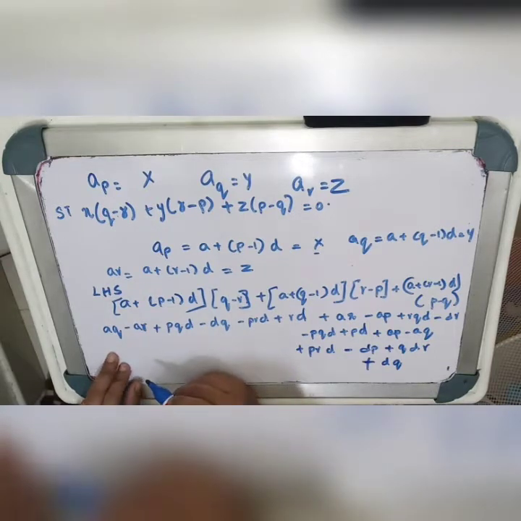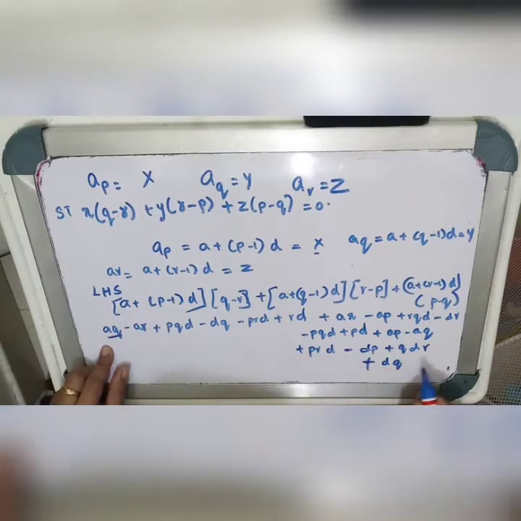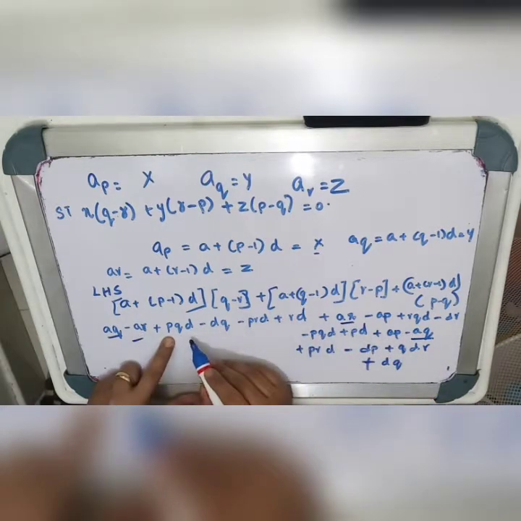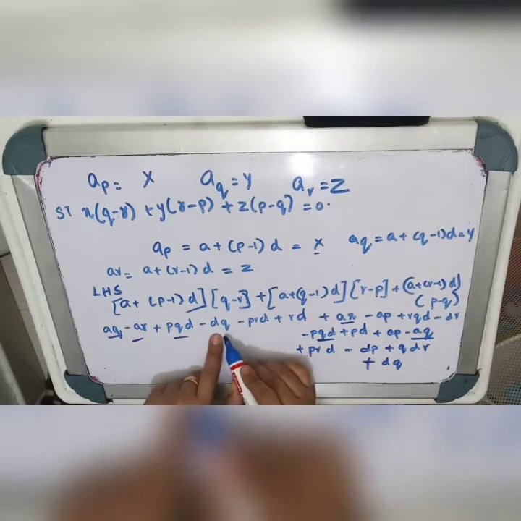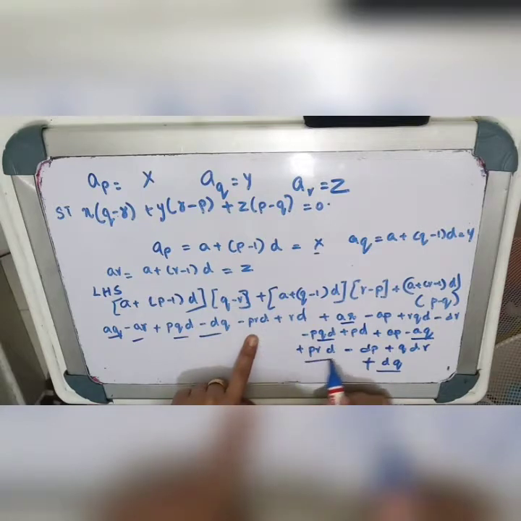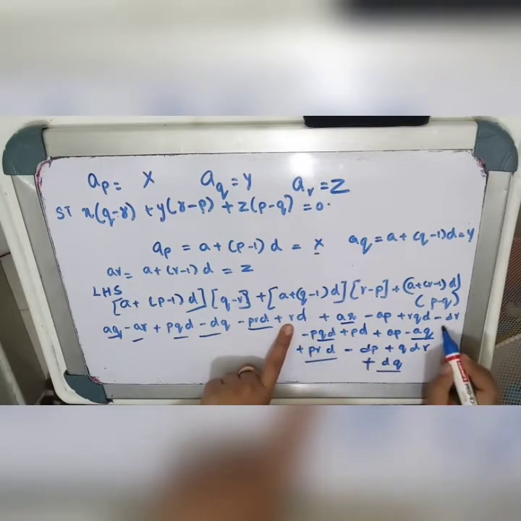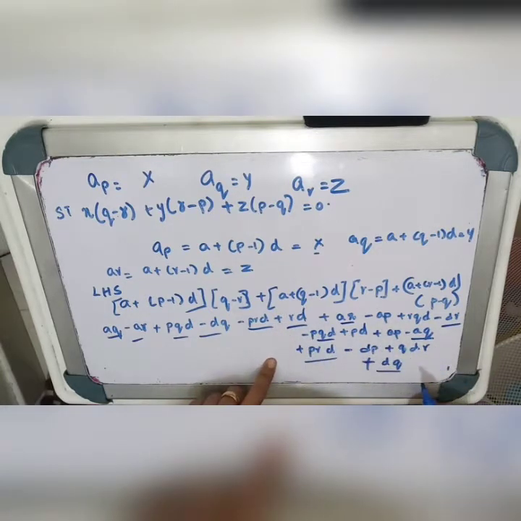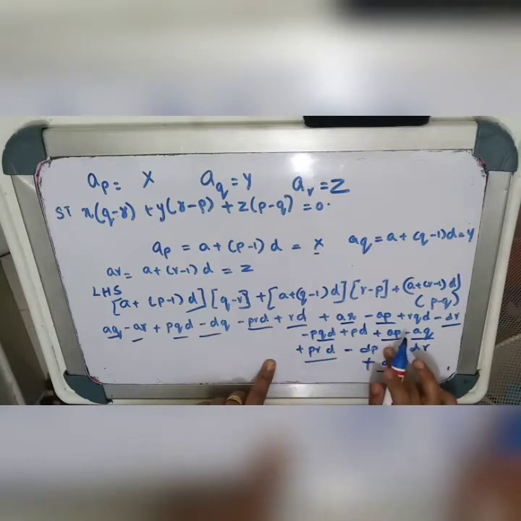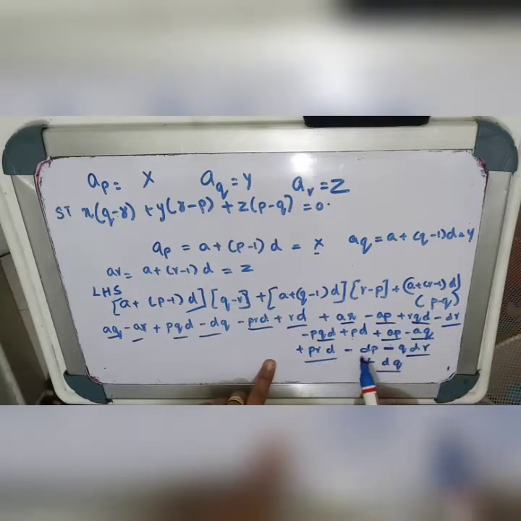Now let's cancel out the similar terms. Plus AQ minus AQ minus AR plus AR plus PQD minus PQD minus DQ plus DQ minus PRD plus PRD plus RD minus RD minus AP plus AP minus plus DQR, this is minus DQR, minus DQR plus PD minus PD. So all the terms cancel out, hence.